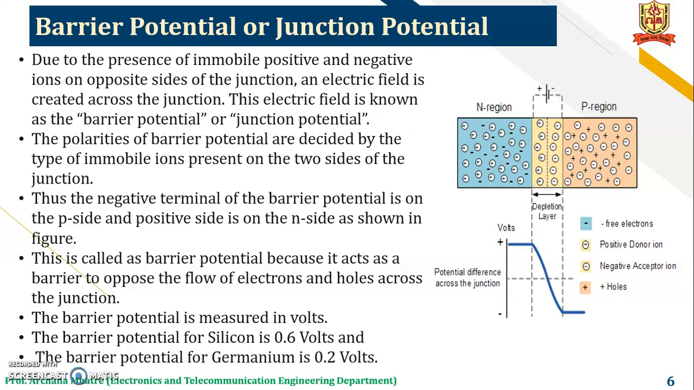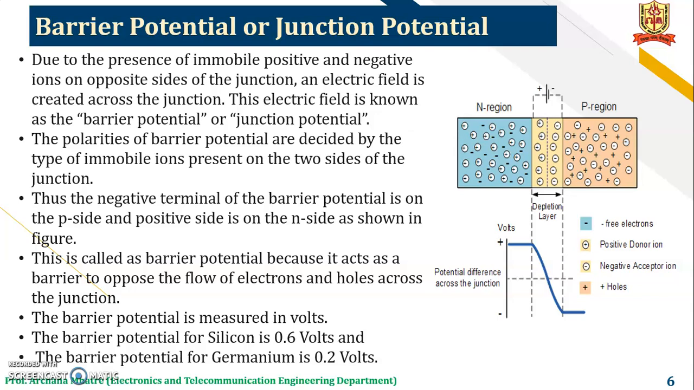Now, barrier potential or junction potential. Here in this diagram you can see this is the N region, this is the P region. Here is the depletion region formed between the junction of N and P-type material. So this is a depletion layer, and when we measure the voltage at this depletion layer, that voltage is called as barrier potential or junction potential voltage. Due to the presence of immobile positive and negative ions on opposite sides of the junction, an electric field is created across the junction. This electric field is called as a barrier potential or junction potential.